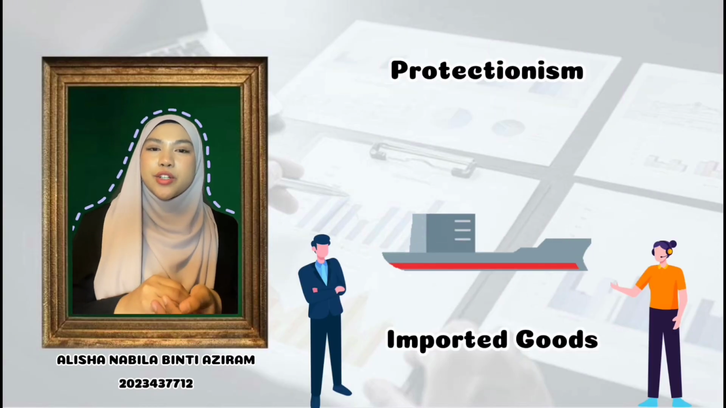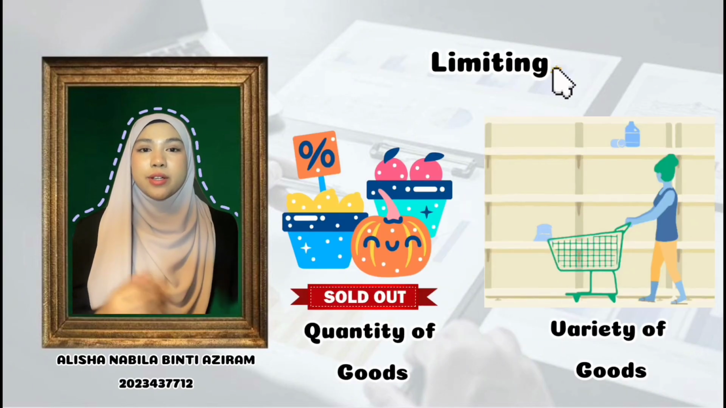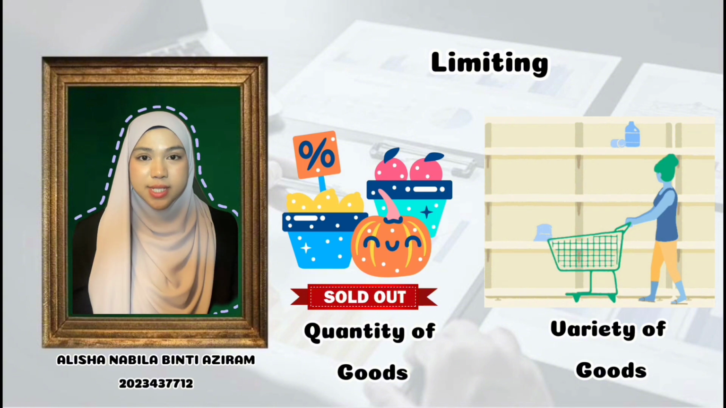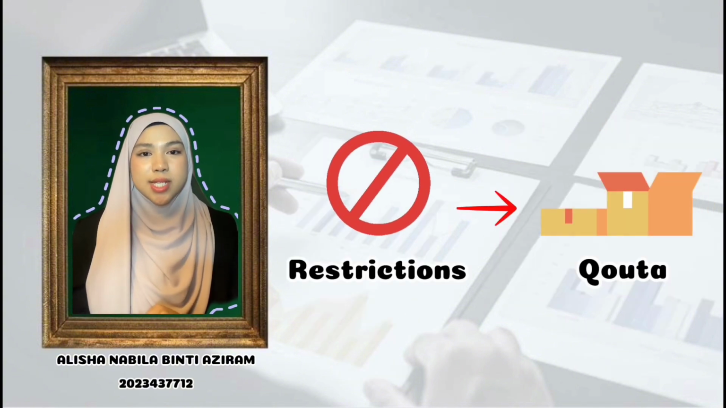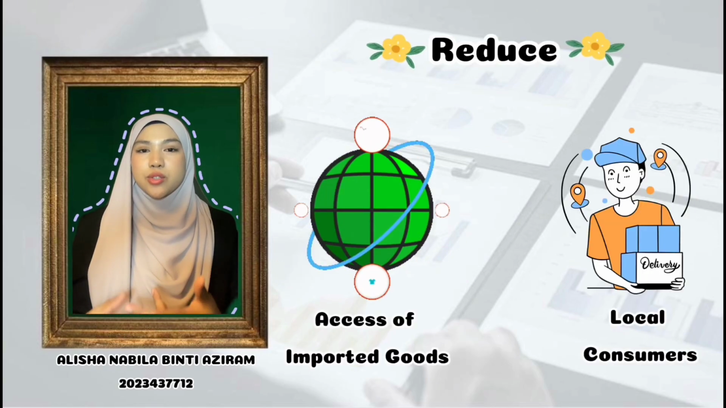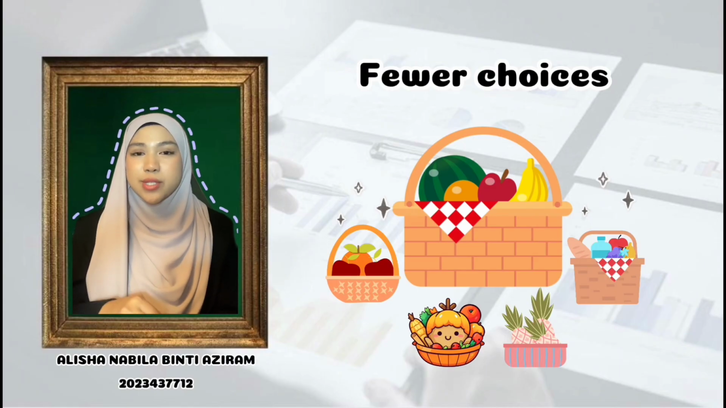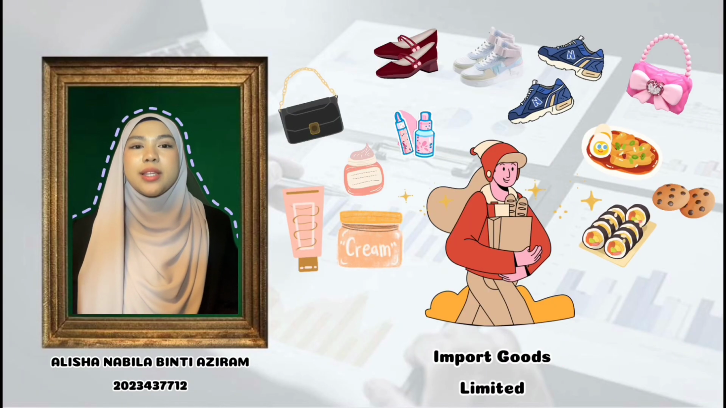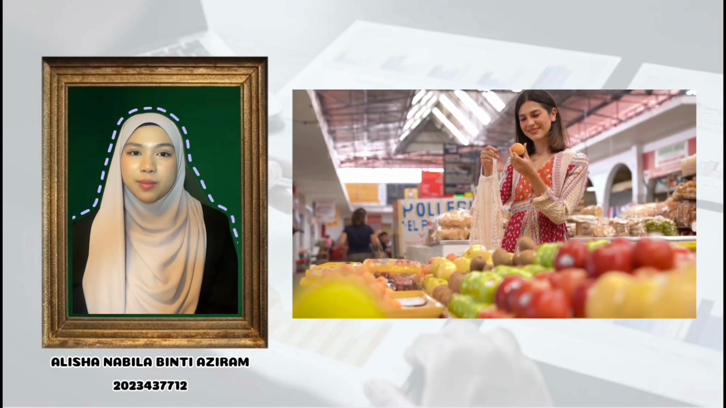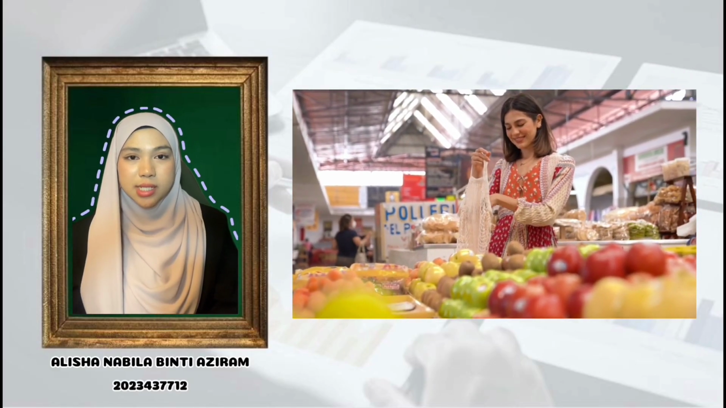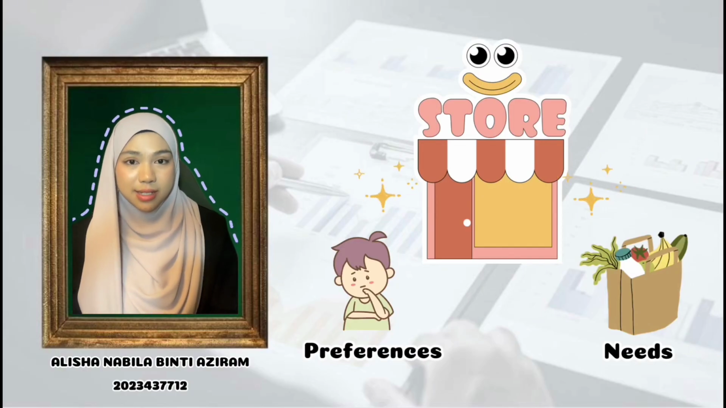The implementation of protectionism on imported goods limits the quantity and also the variety of the goods and services that might be used by the consumers. Restrictions such as quotas reduce the access of imported goods to local consumers and cause consumers to have fewer choices in the use of goods and products. And when imported goods are limited, consumers need to buy only goods available from the local producers that may not meet their preferences and also their needs.